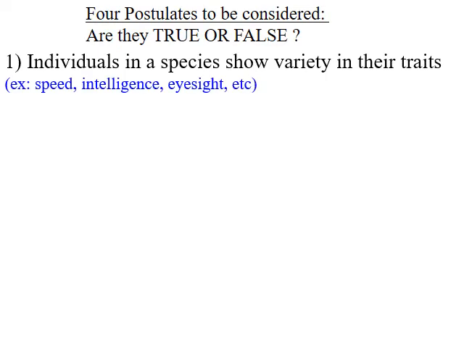First postulate. Individuals in a species, so we're talking about individuals in the same species, so like 2 sea turtles or 2 penguins or 2 fir trees, show variety in their traits. That is to say, they show variety in how fast they are, their speed, or their intelligence, or their eyesight, or their height, if you're talking about fir trees, or their ability to produce seeds. So, do individuals in a species show variety in their traits? Again, within the same species, do we see variety in traits? Is that a true or false statement?